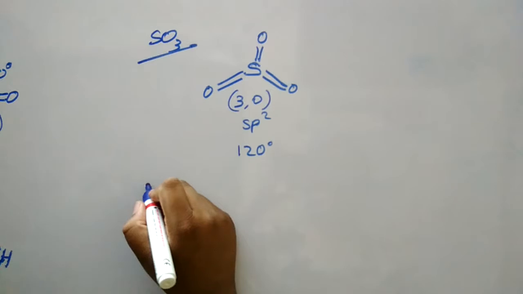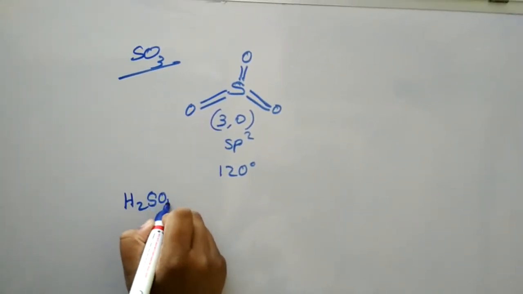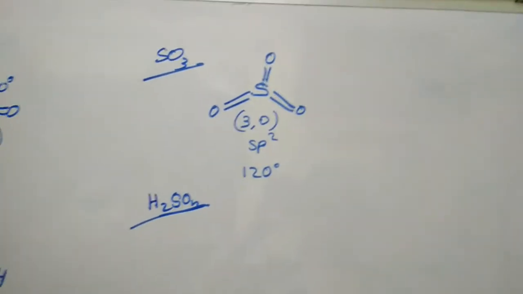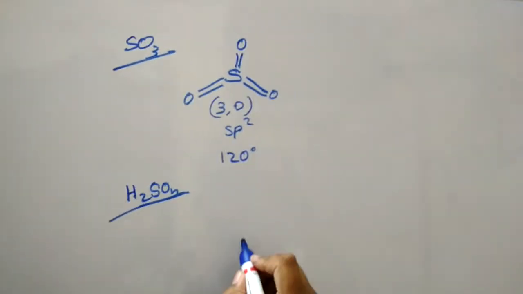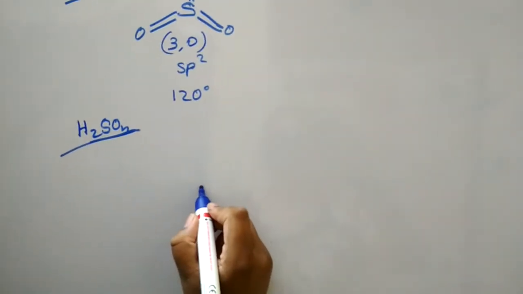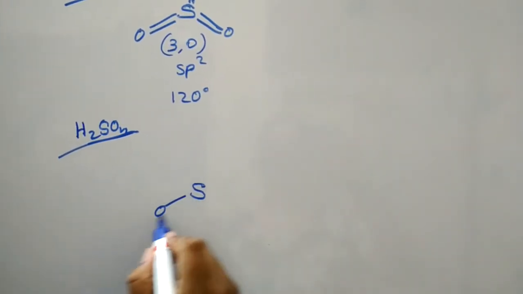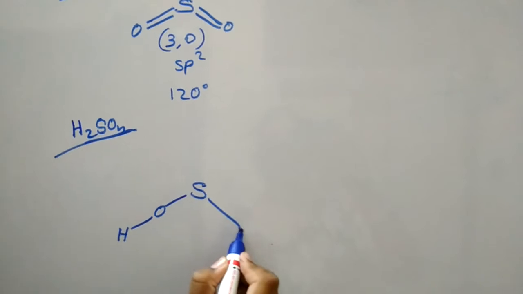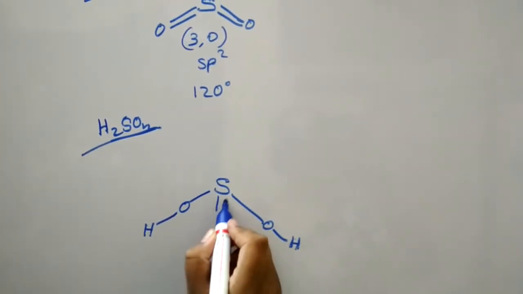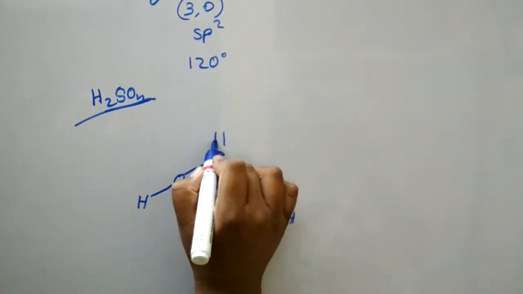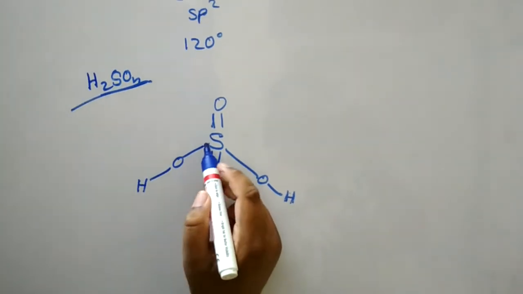Now, we will go to a more complex structure like H2SO4. Of course, it can be represented by bond structures and also ionically. Let's see the bonding structure. Sulfur with 2 OH groups, OH, OH, and 2 oxygens. You see, the sulfur completely utilizes the 6 valence electrons.